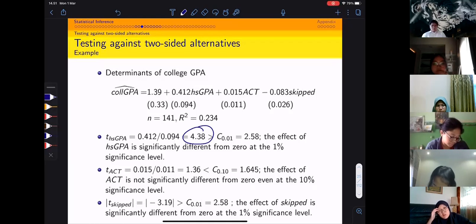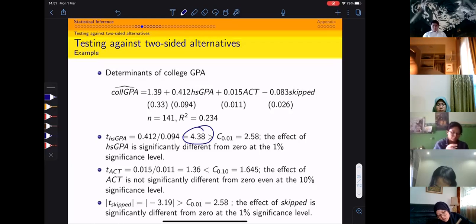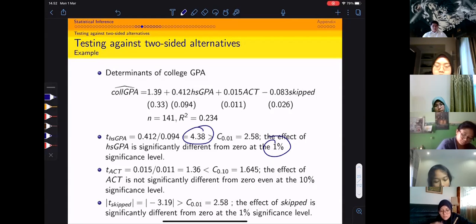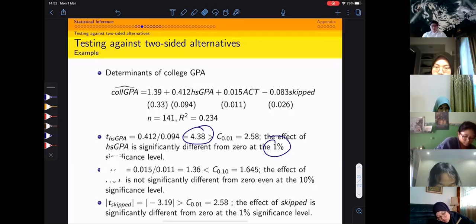And so we can say that there is a positive and significant relationship between college and high school GPA at the 1% significant level. Okay, now remember, if we want to do the interpretation, we always have to assume, or perhaps you want to explicitly state, ceteris paribus. Okay? It means that all else constant. Okay, so that's for high school GPA. Now, what about the ACT?